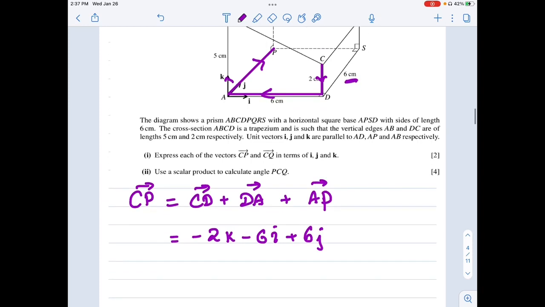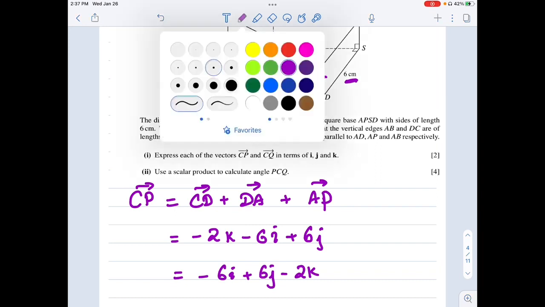So what will it be? Write it down in order: minus 6I plus 6J minus 2K. That is CP.